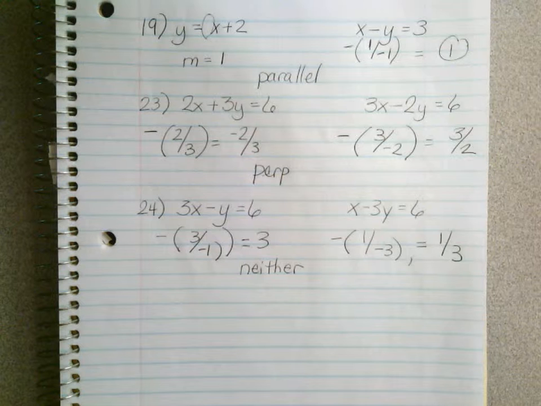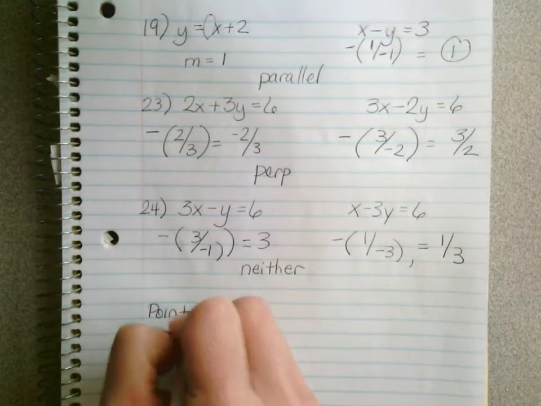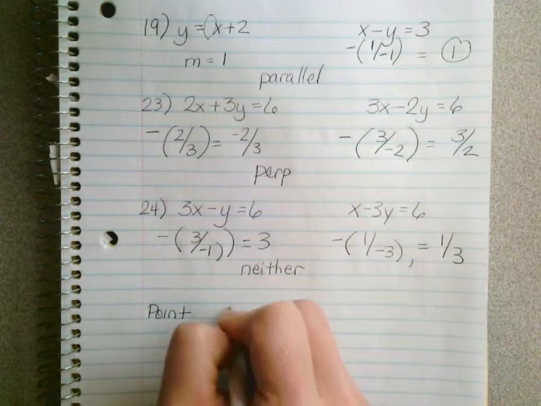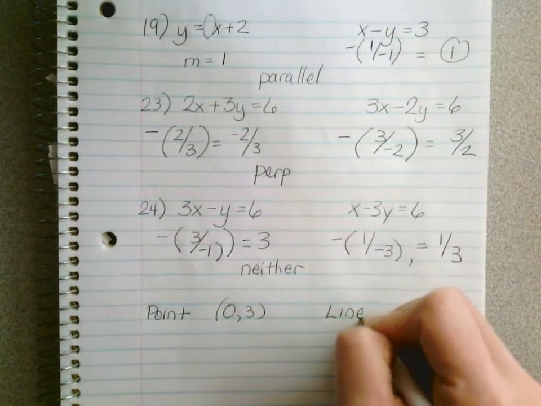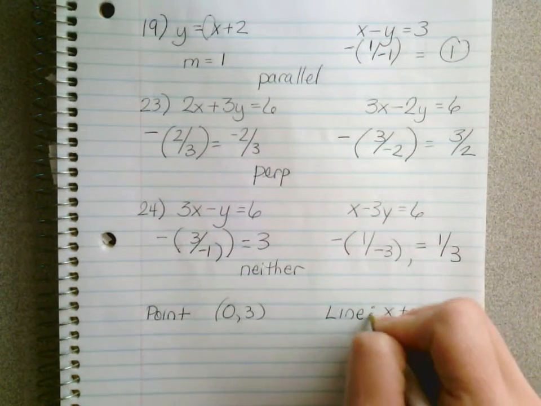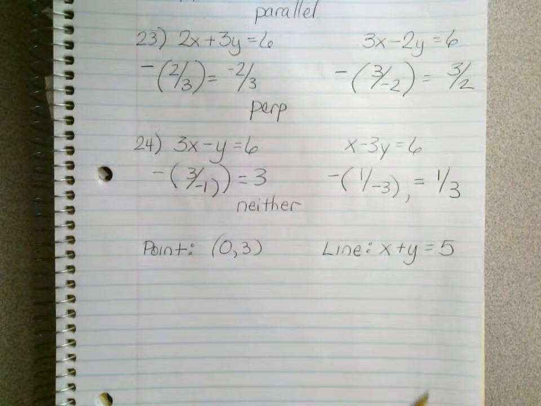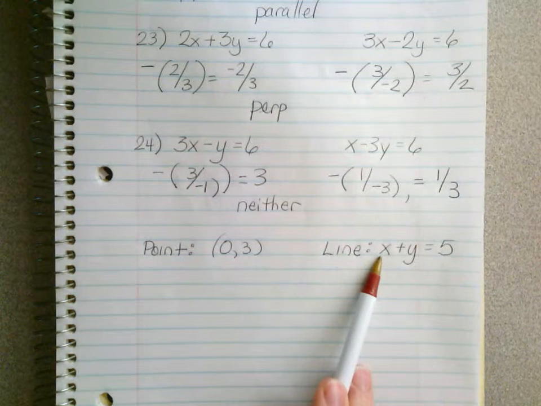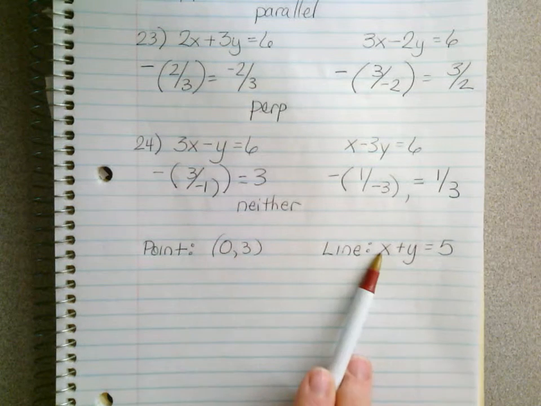Okay, I want to do one more where you're actually practicing getting a parallel line and getting a perpendicular line. That's what I started this all out with. If I give you this point and this original line, and I say to you, write an equation for a line that is parallel to this, in other words, having the same slope, but goes through this point. Step 1, get the slope of the original line.